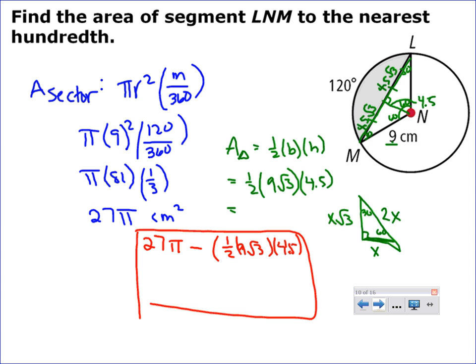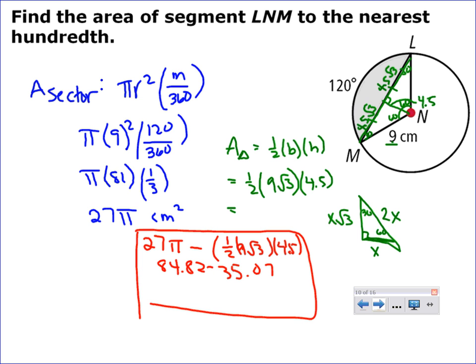and I'm going to subtract, oh, I forgot what it was already. Okay, 0.5 times, I've got to do this again, 9 times the square root of 3, times 4.5. 35.07. There it is. Let me do it in this order. 27 times pi is 84.82.